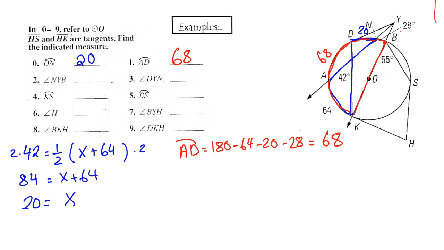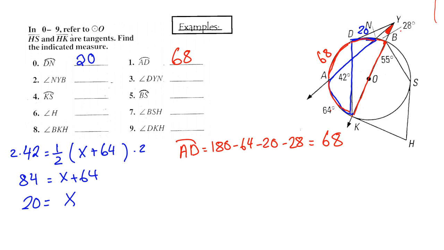Now, let's move on to number 2, which is finding the measure of angle NYB. So N is right there, Y is here, and B is here. So it's the measure of this angle that's outside the circle. Thinking about the measure of angle NYB, we need to figure out whether it's a central angle, inscribed, exterior or interior. This is outside the circle, so it's an exterior angle.